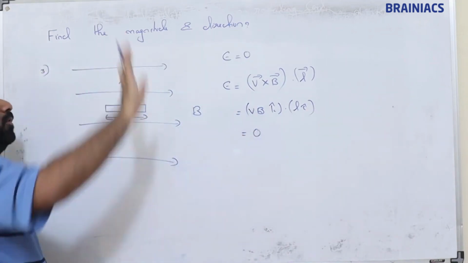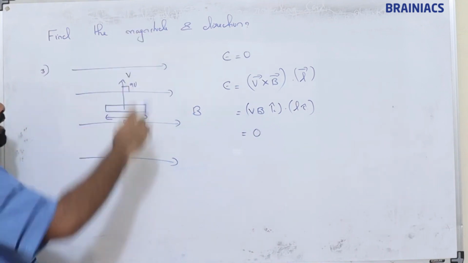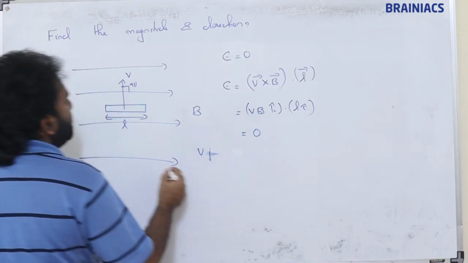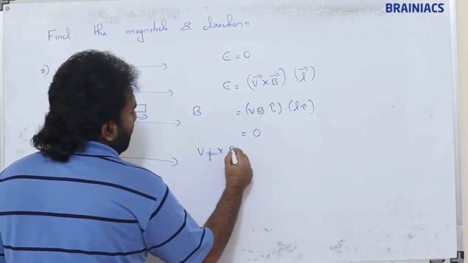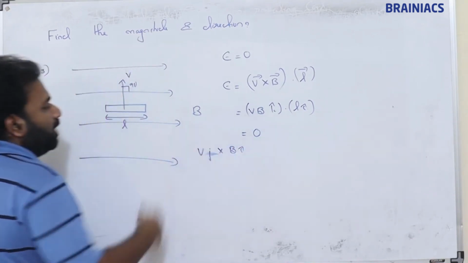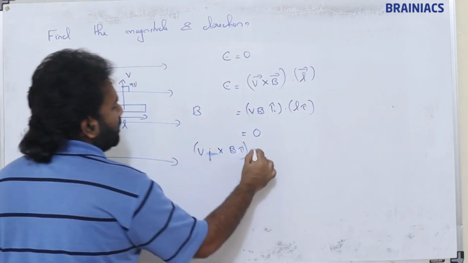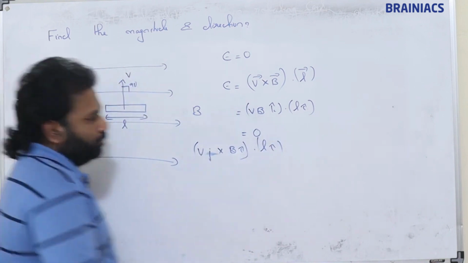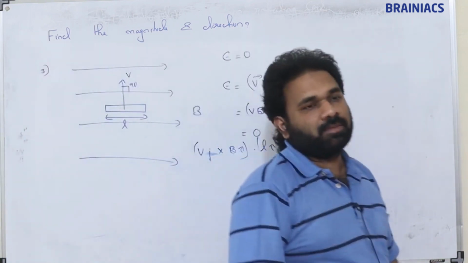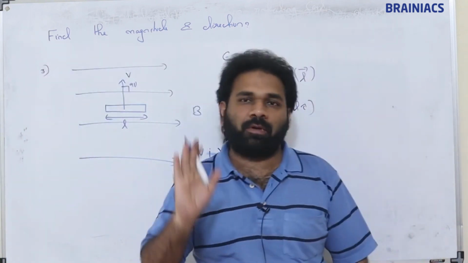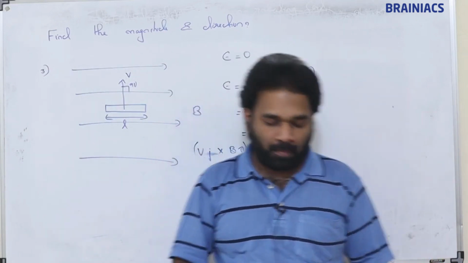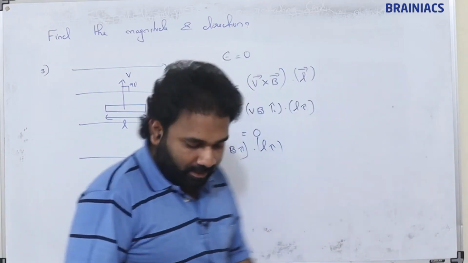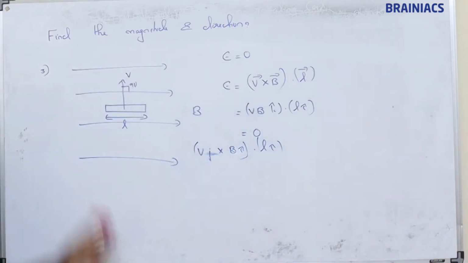If you are not comfortable in this, what we can do? Just put VJ cross BI, just like that you can put the unit vectors, and dot Li. If you want, you can do it like this. Again, you will be getting the answer as 0. But if you are comfortable, you will be able to do this without writing. Clear? Okay, children? Done? Shall we do the next question?